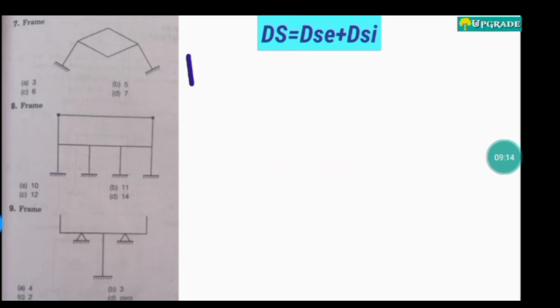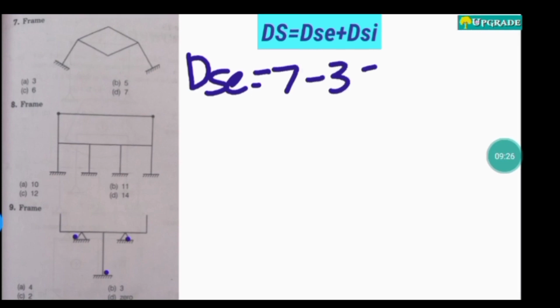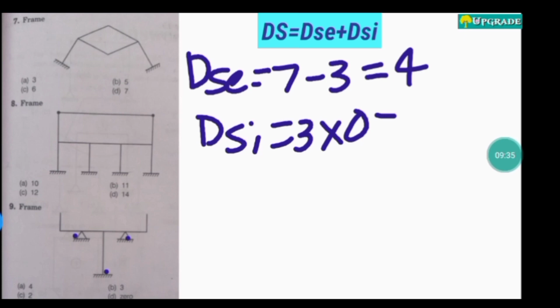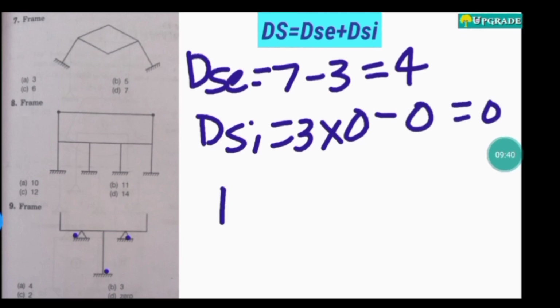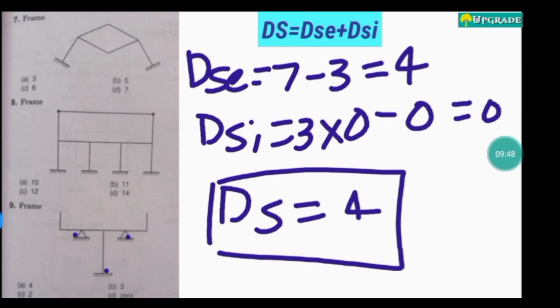So question number 9. So that is DSC. So formula R minus 3. So reactions. So 3, fixed support 3, and these two are hinges. So 3 plus 4, 7. So minus 3. So answer is 4. And DSI. So 3C. So C is 0. So closed loops are 0. So minus released reactions also 0. So therefore answer is 0. So therefore DSC is equal to 4 plus 0, 4. So the answer is 4. So option A is correct.